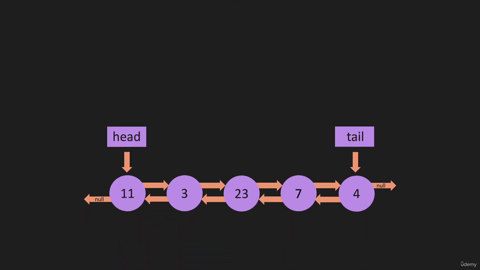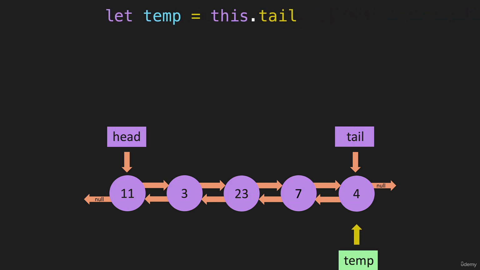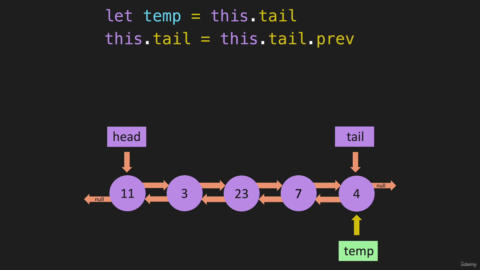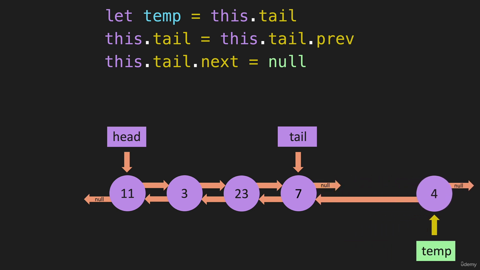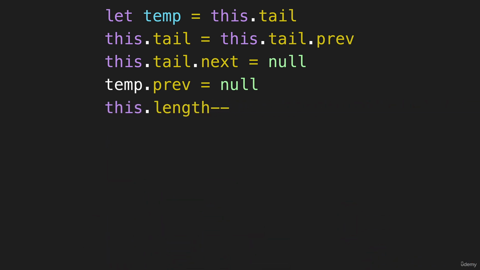So let's bring up our doubly linked list here. We need to create our variable. So we'll say let temp equal this.tail, like that. And in order to move the tail over, we can say this.tail equals this.tail.previous. And that moves that over. Tail.next equals null, and that breaks that off from there. And temp.previous equals null. Then we just need to decrement the length by 1.